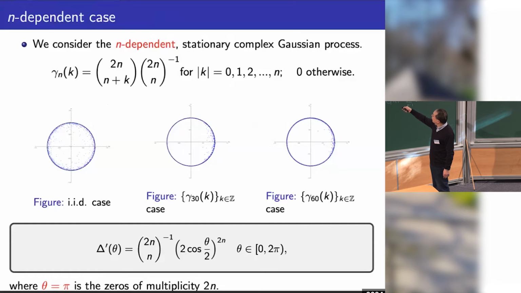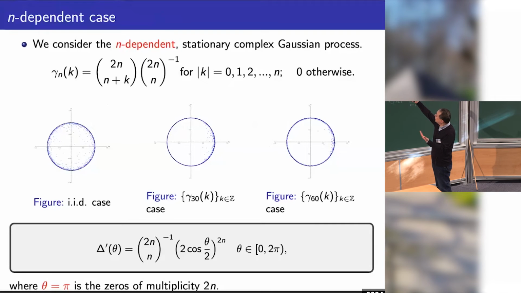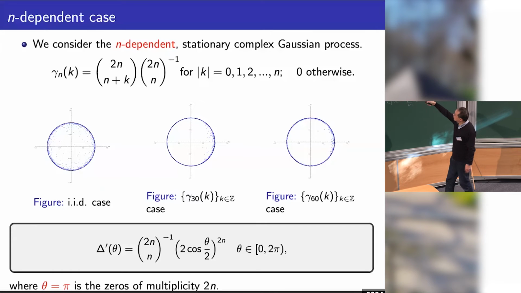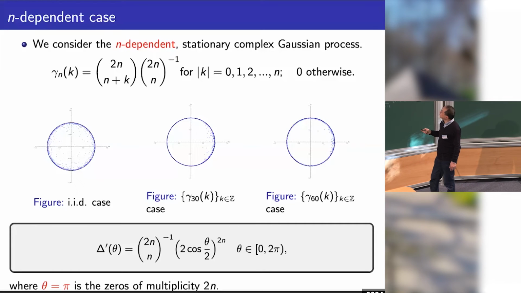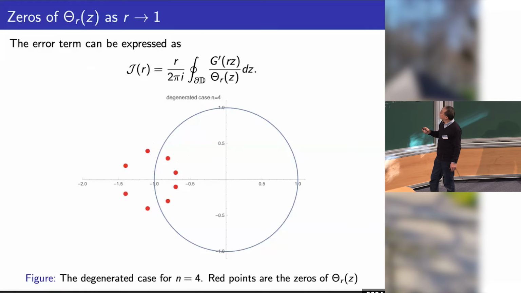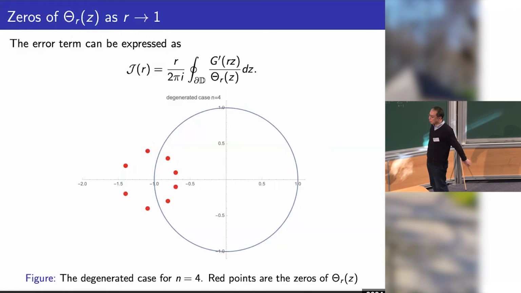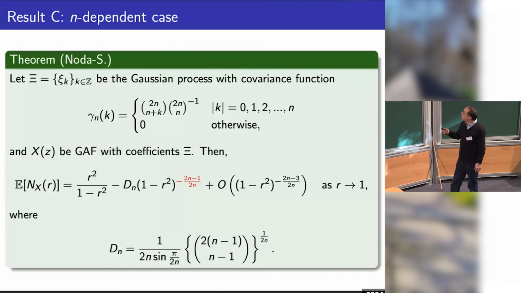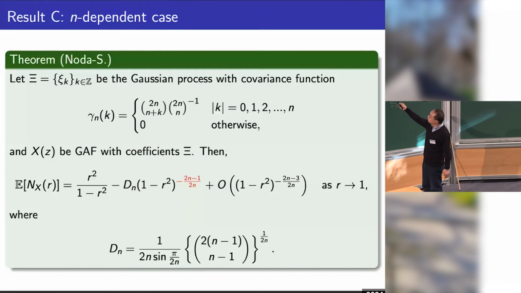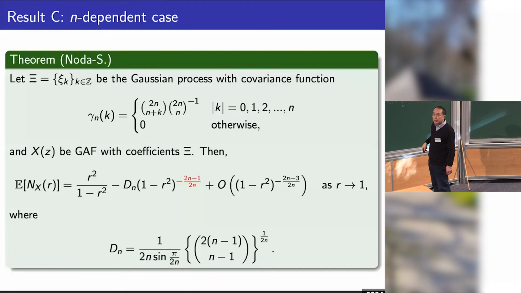This is the most degenerate case for the independent one, and the spectral density is something like this. For example, for n equals 4, you have 8 zeros or poles of the integrand. As r goes to 1, all points converge to one point. Then you will get this type of exponent, 2n minus 1 over 2n. So if n equals 2, this is 3/4.